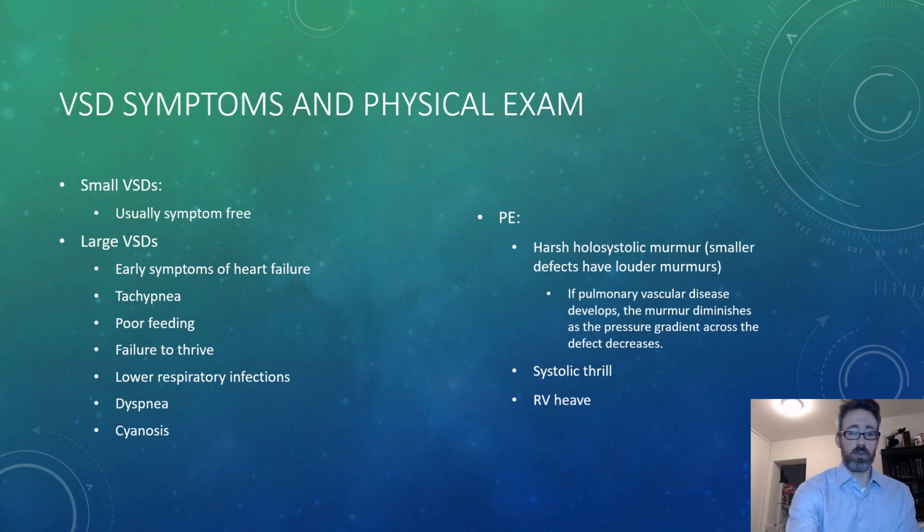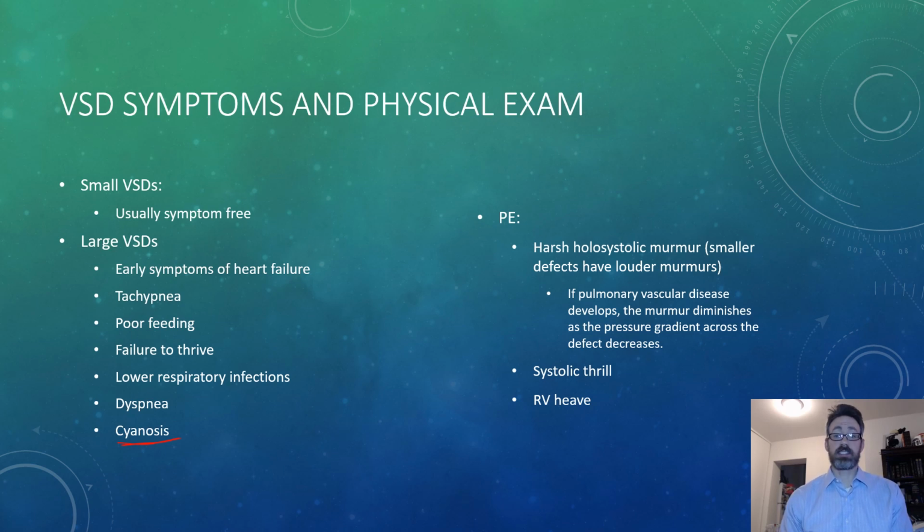So cyanosis would be a very severe sign showing that the circulation through the lungs is very much compromised to the point where we're not really getting good exchange and moving it into the left side of the heart and so on. On a physical exam, you'd hear a harsh holosystolic murmur. It's like a blowing murmur, okay?